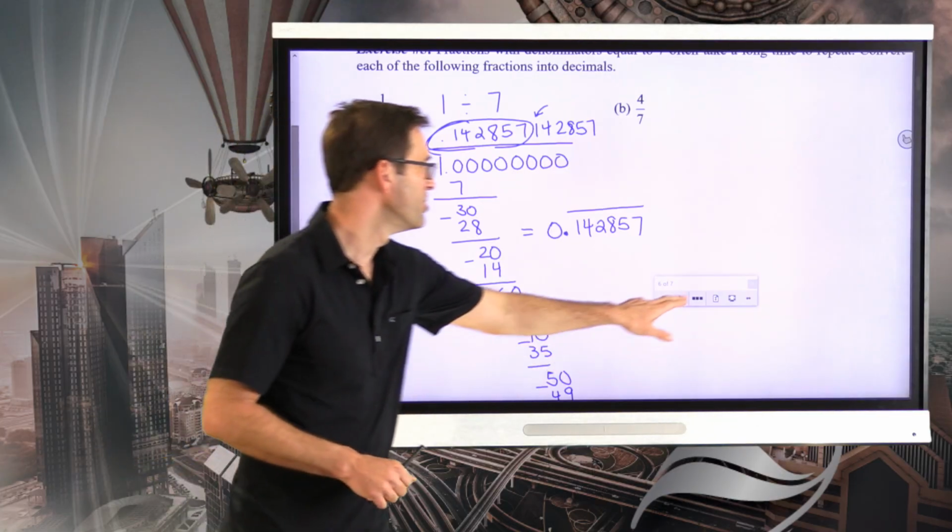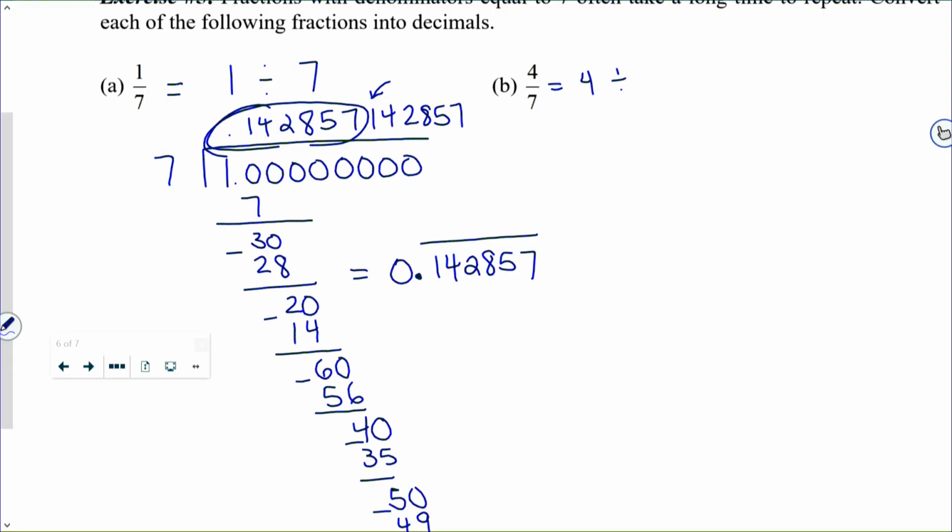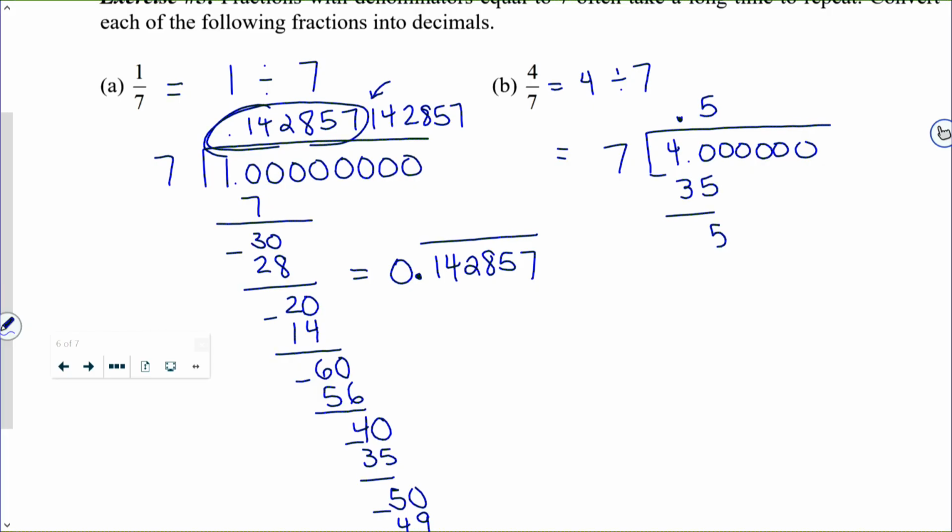All right, let's go through it. Let me get this out of the way. 4/7 is the same as 4 divided by 7. All right, so, and give myself a little more room than that. 7 goes into 4. We'll put a bunch of zeros. All right, 7 goes into 40. That's going to be 5 times. So we'll get 35. Subtract 5, 0. 7 goes into 50 7 times. 49. Subtract 1, 0. 7 goes into 10 1 time.